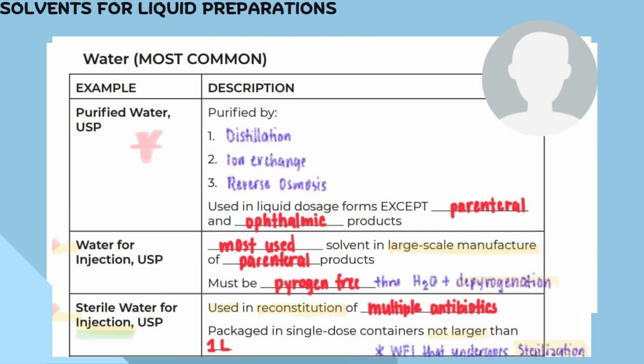Okay, now let's have the solvents for liquid preparations. When we talk about solvents, remember that these are the liquid vehicles used to dissolve or carry the active ingredients in liquid dosage forms. Among all the solvents, water is the most common because it is safe, cheap, and physiologically compatible with the body. Now let's go through the different types of pharmaceutical water used as solvents and their specific purposes.